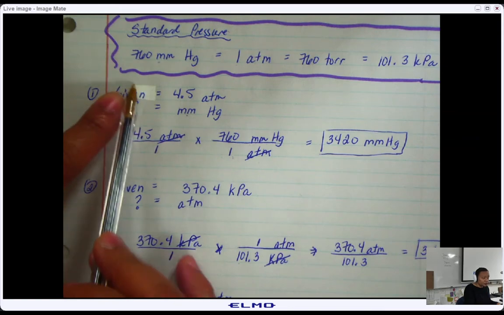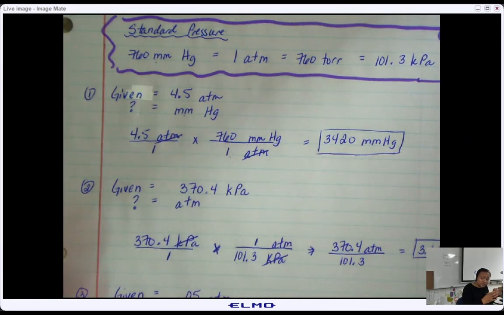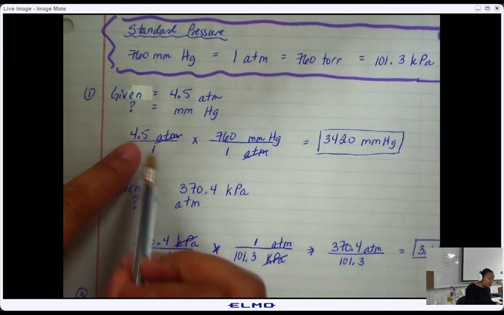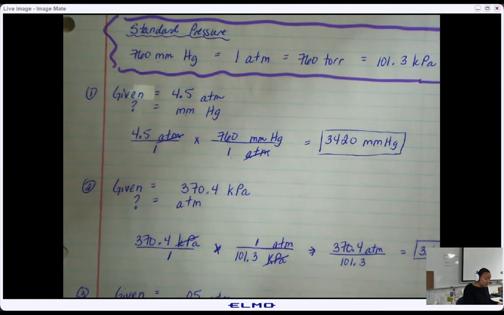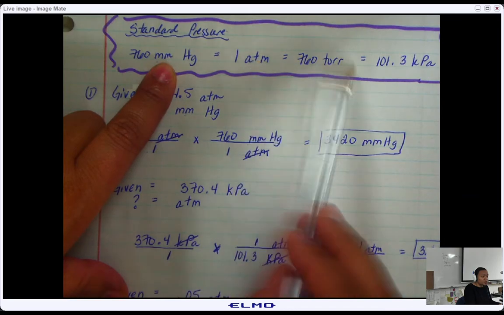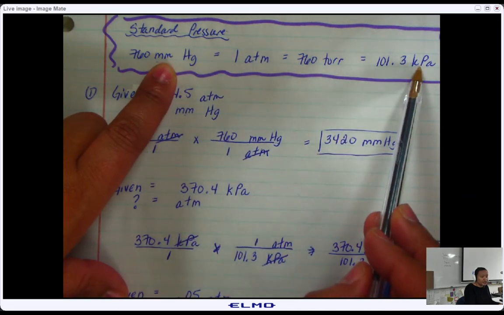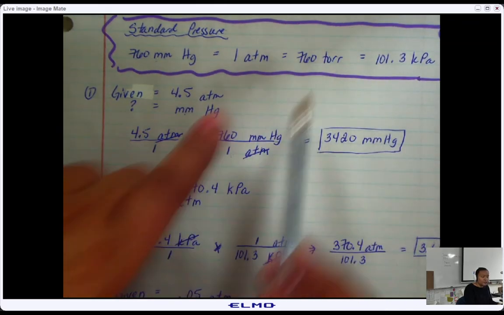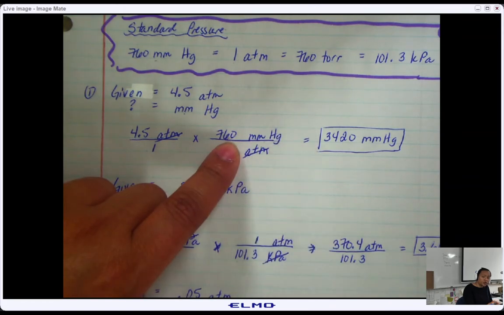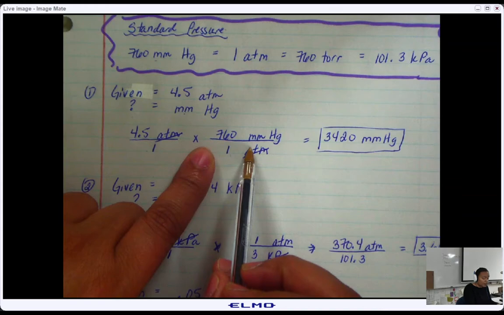So that's our given. We have a number to start with, and then we are looking for something. So again, this is similar to the setup that you use for your stoichiometry. All right? You start out with your given, 4.5 atmospheres over 1. And then for this, since all of these are equal to each other, we have millimeters of mercury, atmosphere, torr, kilopascals. That means you can set any of these equal to each other to make up a conversion factor. So when you are doing your pressure conversions, you only need one line, okay?